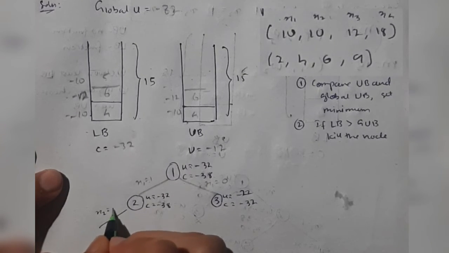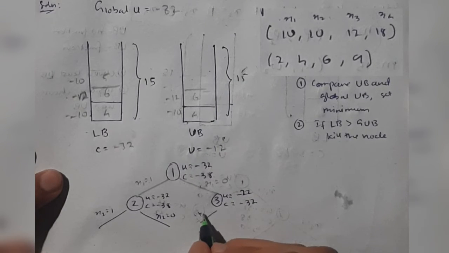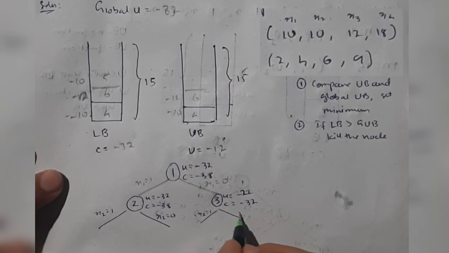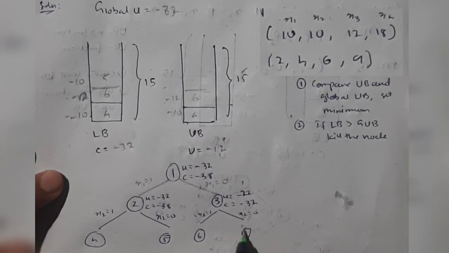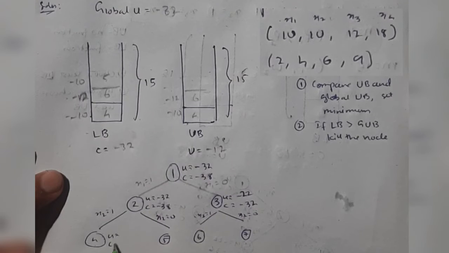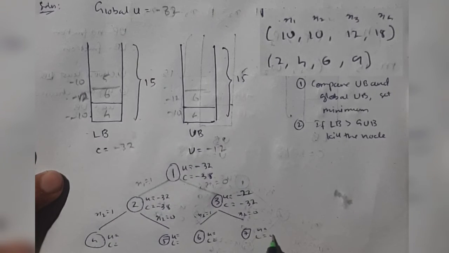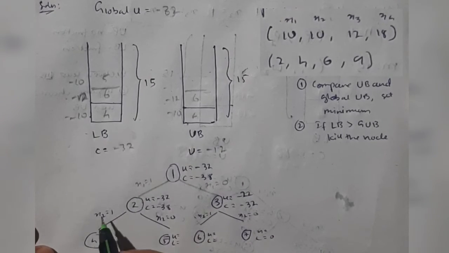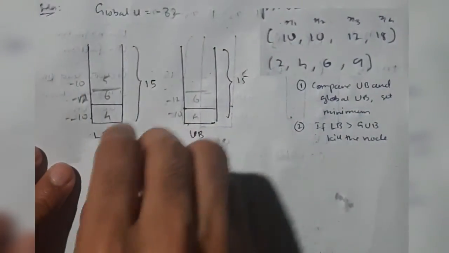X1 is 1, x2 is equal to 1 and x2 is equal to 0. Here also the same thing, x2 is equal to 1 and x2 is equal to 0. Here we will get 4 and 5. Here we'll get 6 and 7. U and C. Now see here, x1 is 1 and x2 is 1. So first and second object is compulsorily included here.